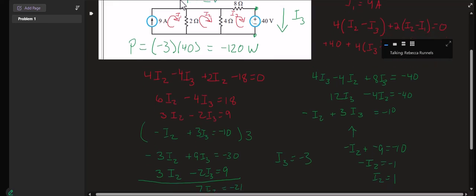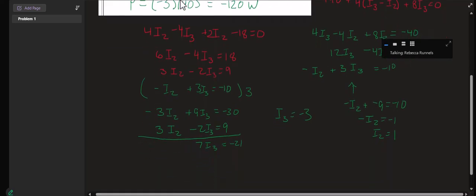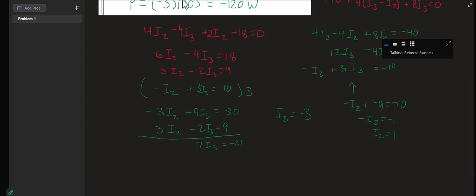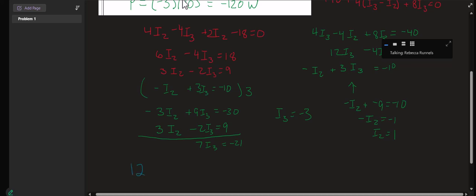But usually, rather than saying negative 120 watts, the way we report this answer is, if it's negative, is power being absorbed or supplied? Supplied. So the way we write this is 120 watts supplied. You don't say negative 120 watts supplied, because that's like a double negative.